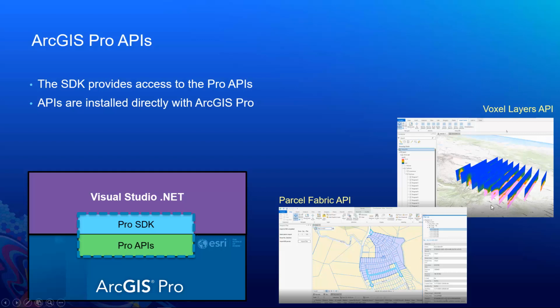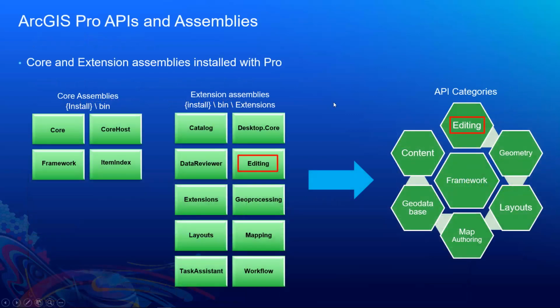And they're named after some of the functional areas, like for example, the new Parcel Fabric API at Pro 2.7, as well as the Voxel Layers API at 2.7 as well. So the ArcGIS Pro APIs and assemblies. Again, with ArcGIS Pro, the Pro APIs assemblies, the core and extensions assemblies, are installed directly with Pro.